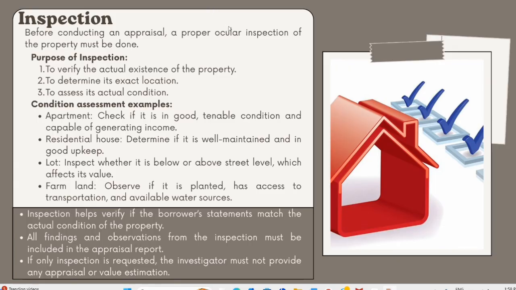Inspection helps verify if the borrower's statement matches the actual condition of the property. All findings and observations from the inspection must be included in the appraisal report. So if only inspection is requested, the investigator must not provide any appraisal or value estimation.